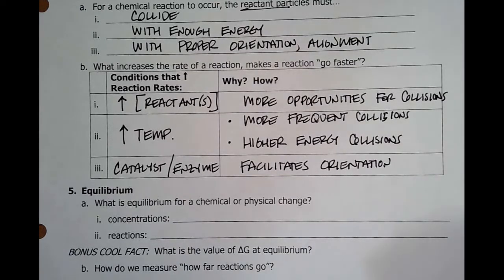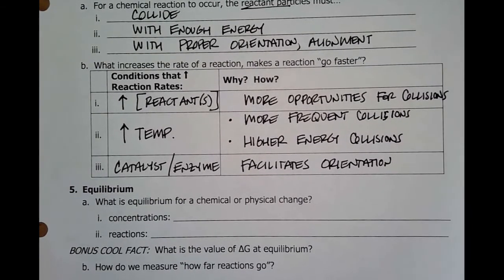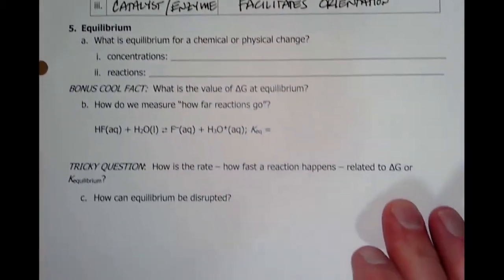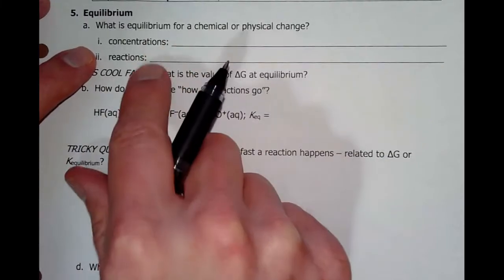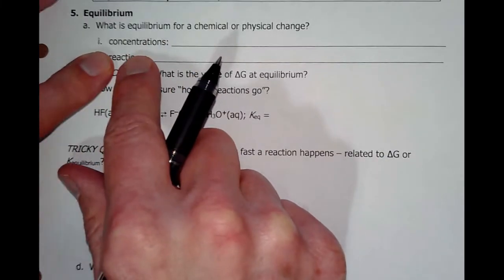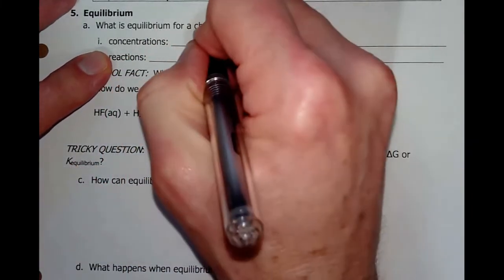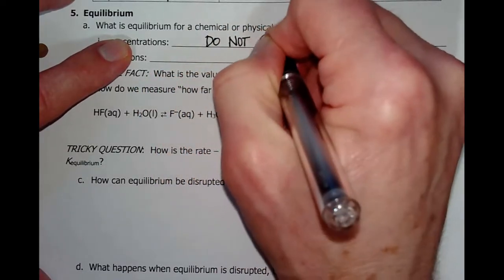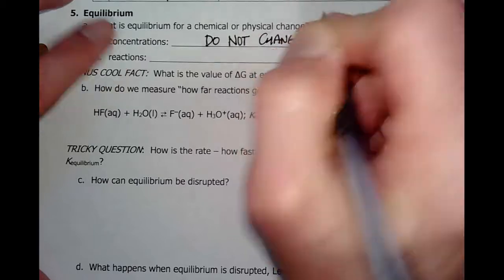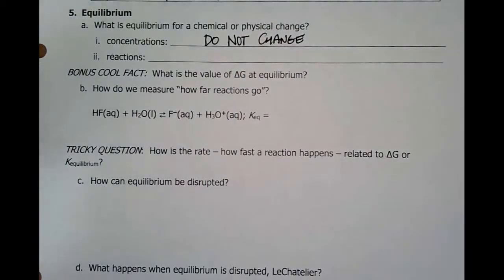And then we said, okay, the last big idea in this chapter was equilibrium. At equilibrium, the concentrations are unchanging. So we'll say they do not change. We've got a certain concentration of reactants, certain concentration of products, and that's it. The reaction just doesn't go any further as long as I don't change the temperature.